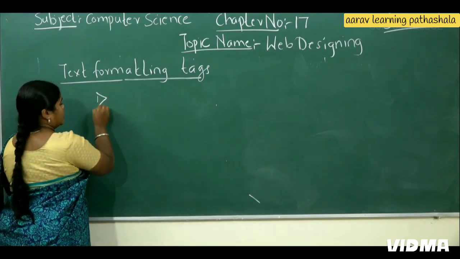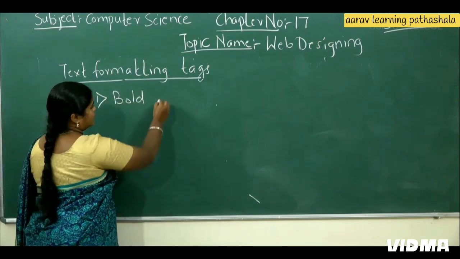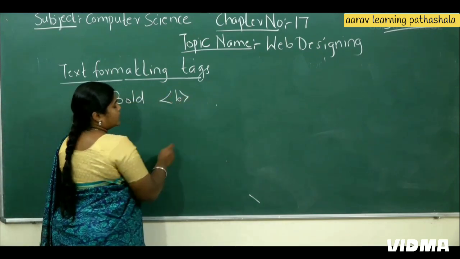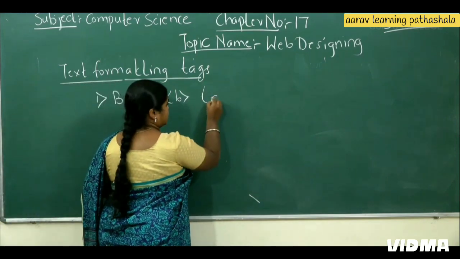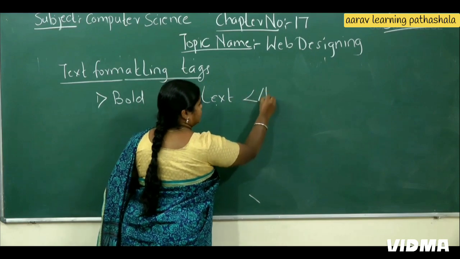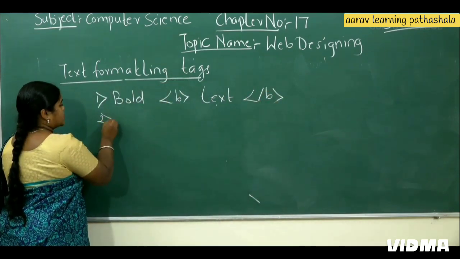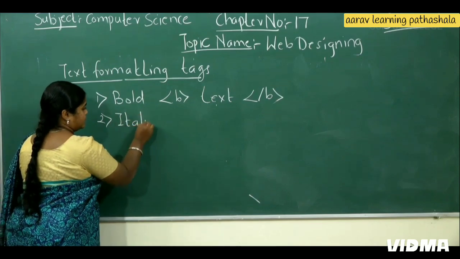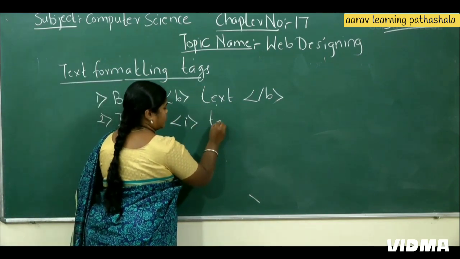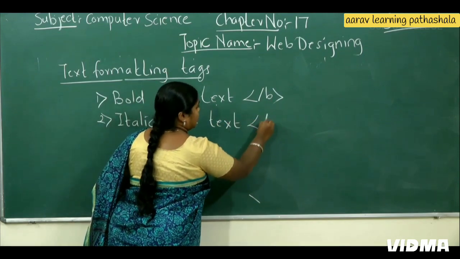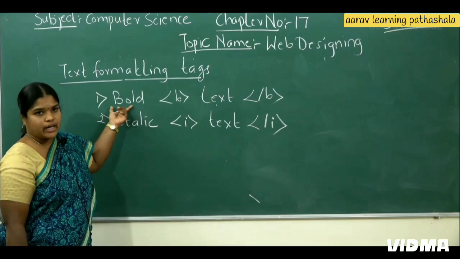The first one we are going to study is bold. So for bold we are going to use the tag B. So this is the tag for bold. We are going to mention some text within that particular tag and then we are going to close that tag. So the next one will be italic. So for italic we use the tag I. We are going to specify some text in that and then we are going to close that tag. So see, the first one is the bold tag.